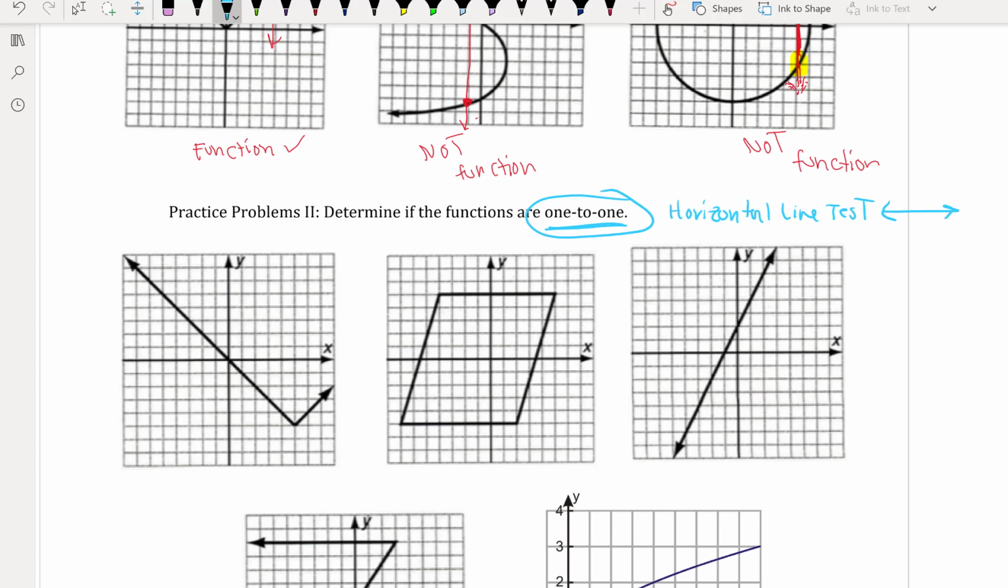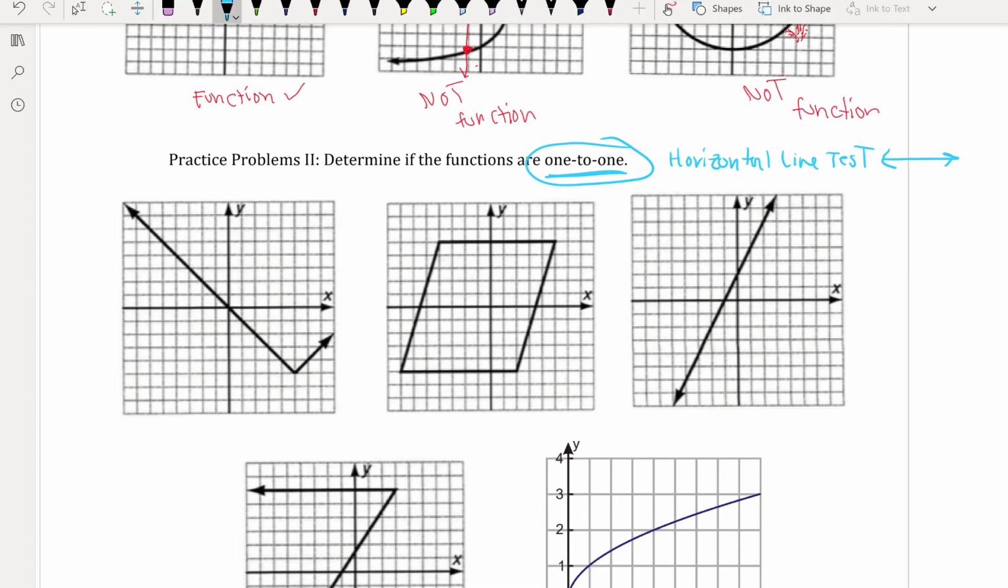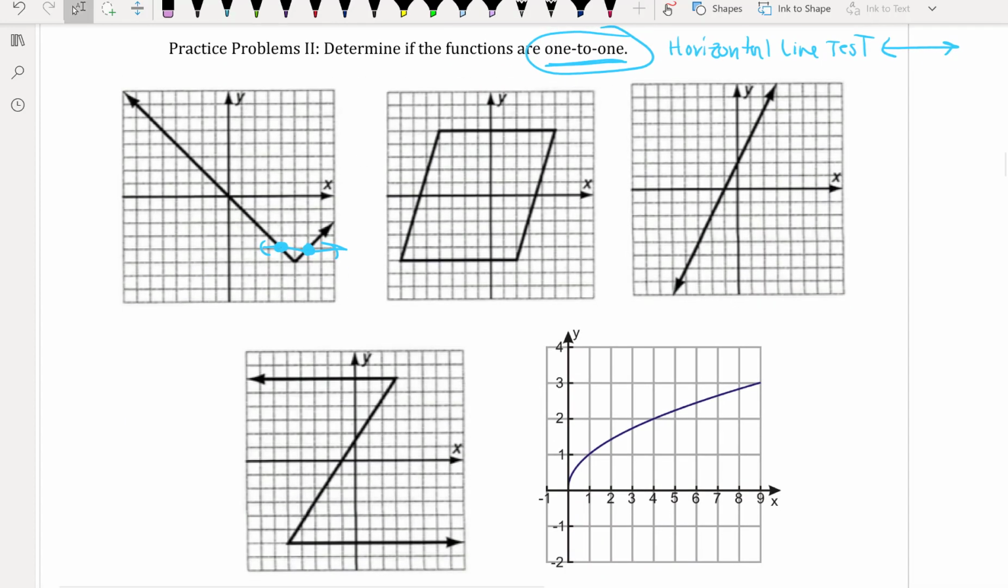The horizontal line test goes left to right. So if I were to draw a horizontal line, it crosses it here and here. So that's 2 different points. So this is not one-to-one.